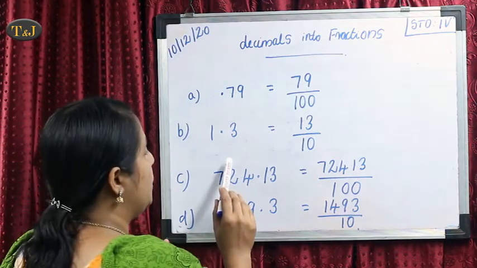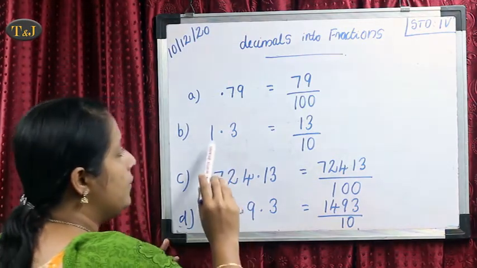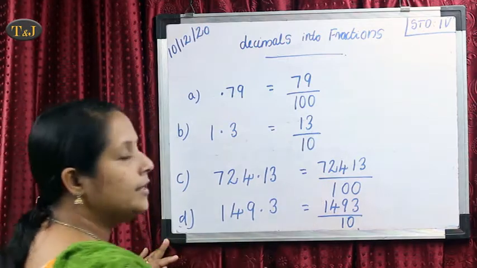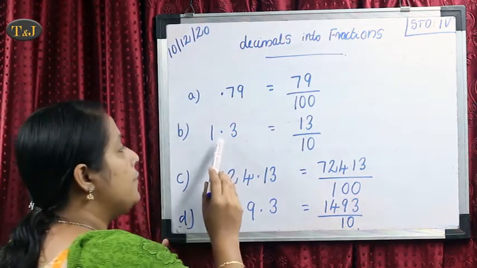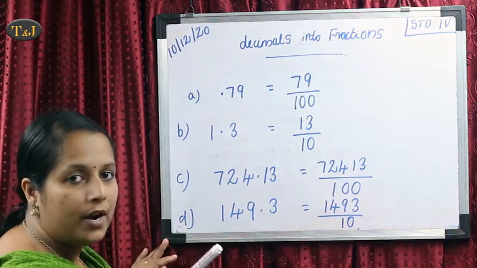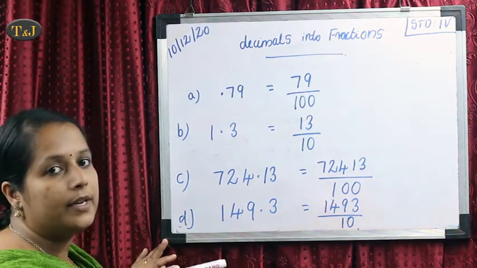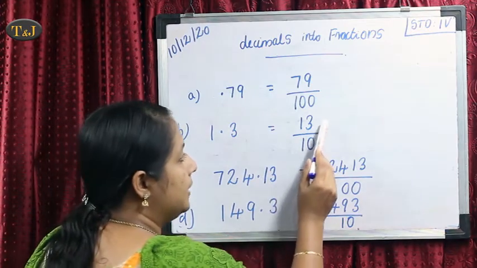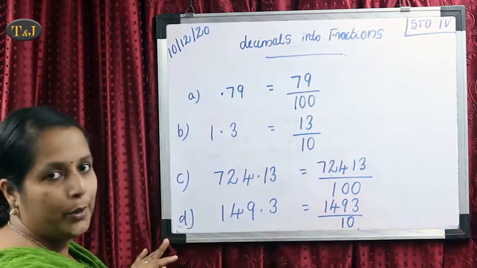Okay, then our second problem, 1.3. First we write the number without the point, 13. Then after the point, how many digits are there? There is 1 digit. So we want 1 zero. The number with 1 zero is 10. So we write 1.3 equals 13 by 10.